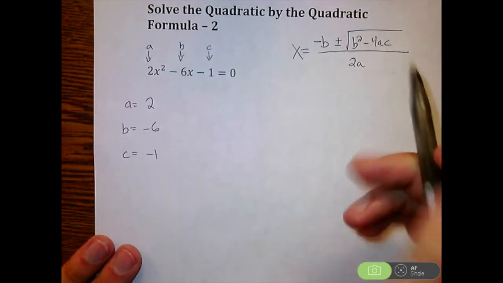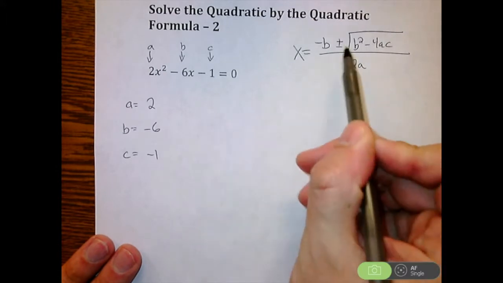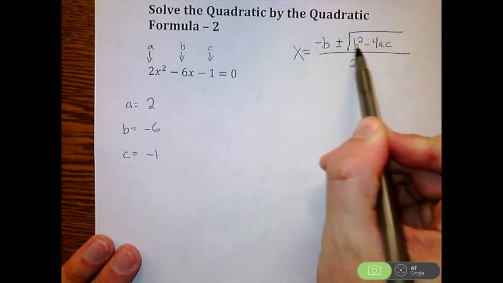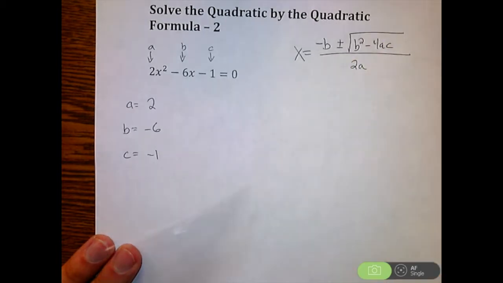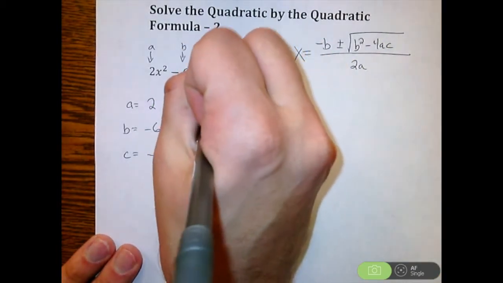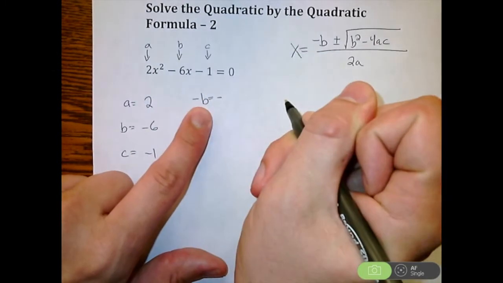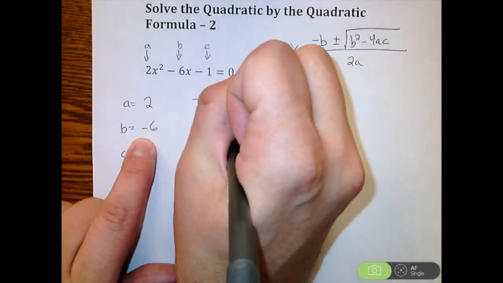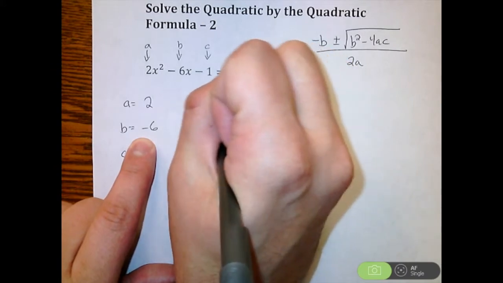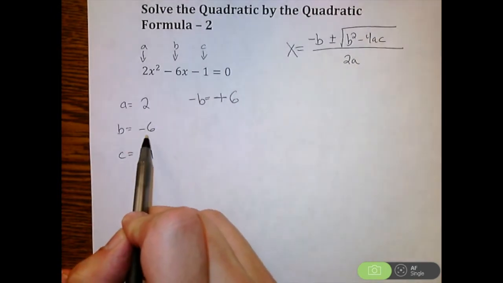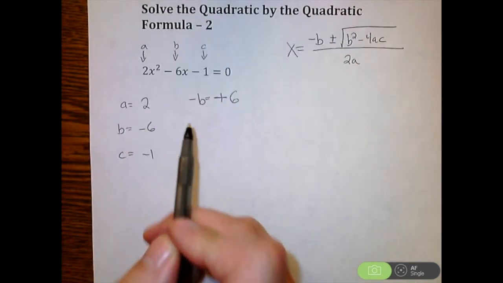And then I'm going to go ahead and, off to the side, figure out the negative b piece, the b squared minus 4ac piece, and the 2a piece. If I want to know what negative b is, I need to start with a negative, and then I need b, which is negative 6. So negative, negative 6, two negatives make a positive 6. So if you have negative 6, then negative b would be positive 6.